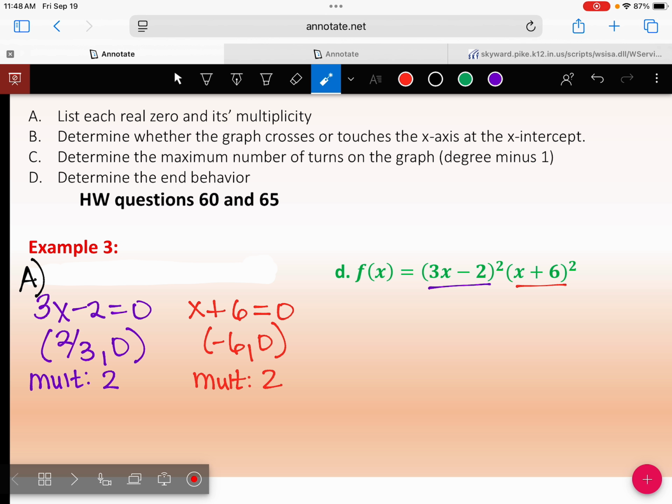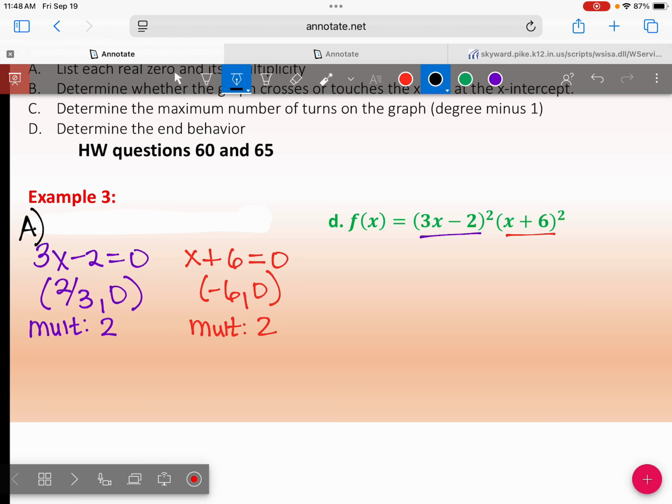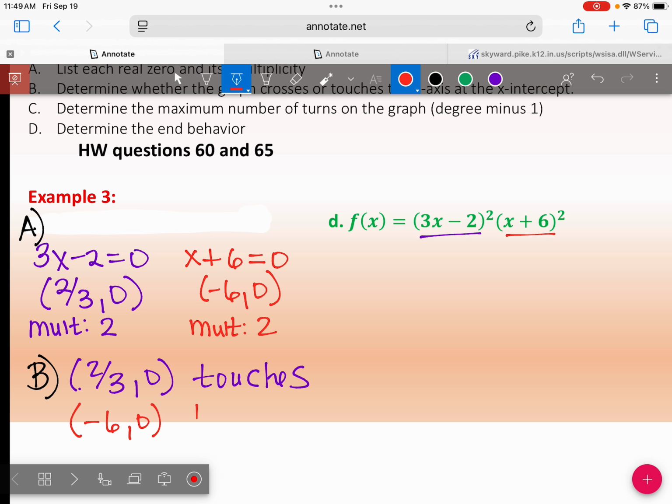Part B is asking if it is going to touch or cross. So whenever your multiplicity is even, it's going to touch or bounce. And both of these have an even multiplicity. So at both x-intercepts, it's only going to touch down. So it touches at 2/3 and it also touches at -6. And I'll make a sketch here to help you visualize what that looks like.